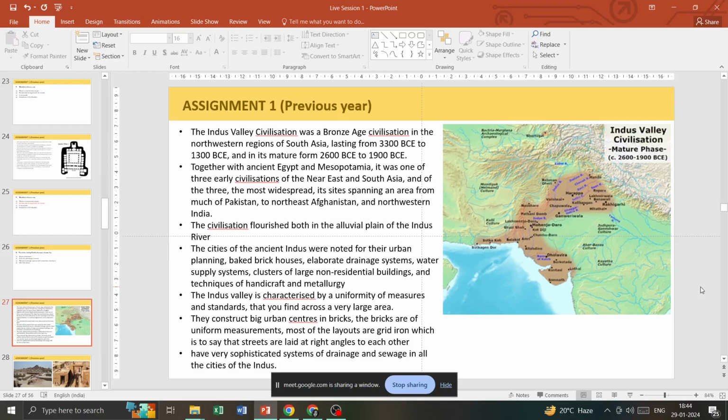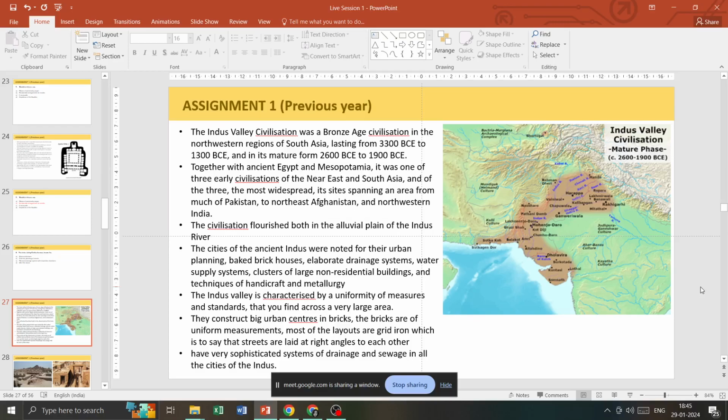Together with ancient Egypt and Mesopotamia, it was one of the three early civilizations of the Near East and South Asia, and of the three, the most widespread. Its sites spanned an area from much of Pakistan to northern Afghanistan and northwestern India. The civilization flourished in the alluvial plains of the Indus River. The cities of the ancient Indus were noted for their urban planning, big brick houses, elaborate drainage systems, water supply systems, clusters of large non-residential buildings, and techniques of handicraft and metallurgy.